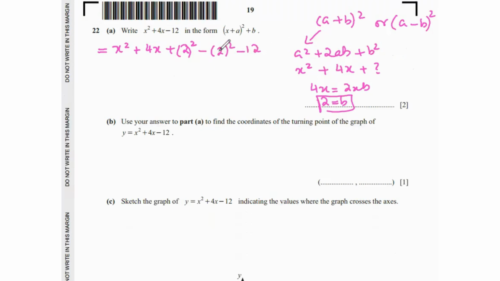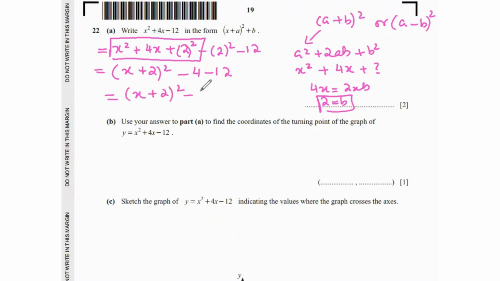The reason why we're writing minus 2 squared is because plus 2 squared is a new term introduced in the equation. So we have to subtract it as well. So now we combine this and write it as x plus 2 whole square, which is the complete square, and everything else is outside the bracket. So x plus 2 whole squared minus 16 is your final answer.